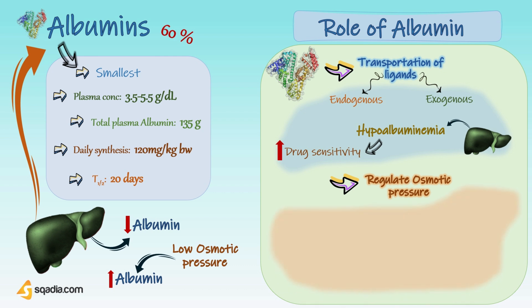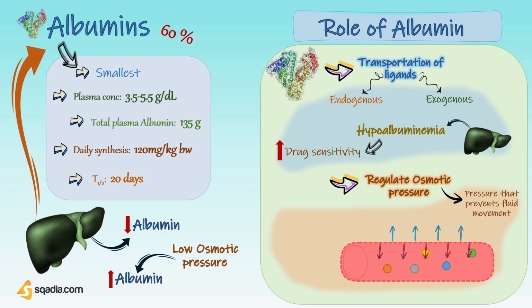Albumin is also responsible for regulating osmotic pressure inside the blood vessels. Osmotic pressure is the minimum pressure that needs to be applied on a solution to prevent fluid movement across a semipermeable membrane. Here, capillary walls are semi-permeable membranes, and plasma proteins, due to their large size, apply that required pressure on blood. Also, albumin has a negative charge.